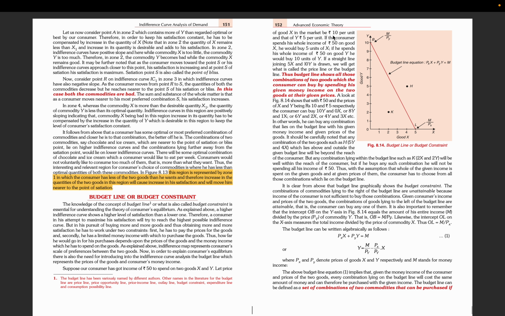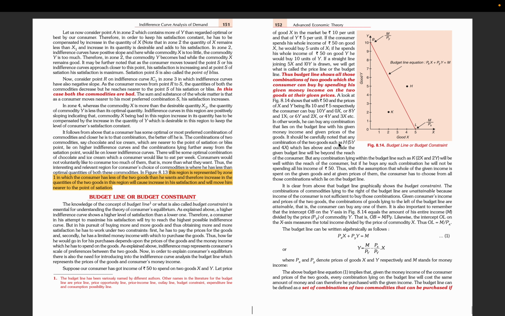to make the budget line equal to M, which is 50, and you'll get all of these, all of the points that are lying on this very line actually. In other words, he can buy any combination that lies on the budget line with his given money income and given prices of the goods.